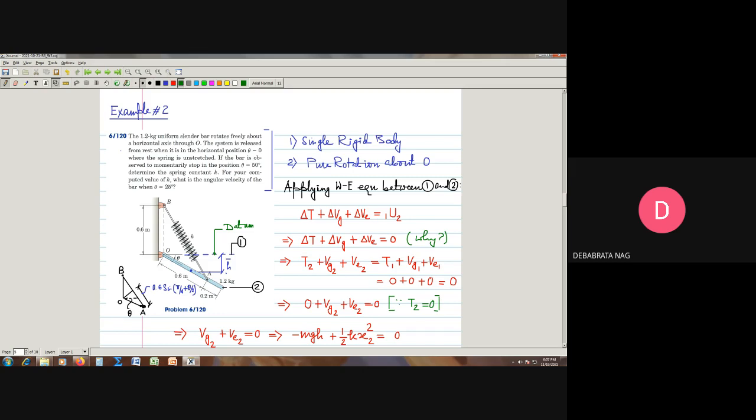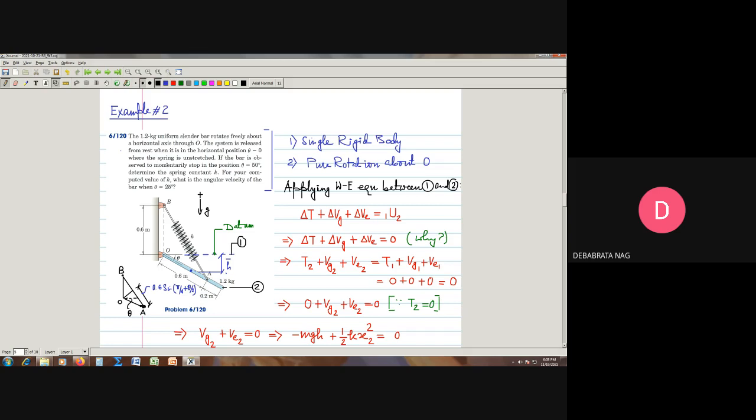Again we have a single rigid body, and it rotates freely about a horizontal axis through O. So you see that this is the case. It is in a vertical plane because the axis of rotation is horizontal. So surely it shows that it is in a vertical plane. Acceleration due to gravity is acting in the downward direction. And also we see that it is a case of fixed axis non-centroidal rotation.